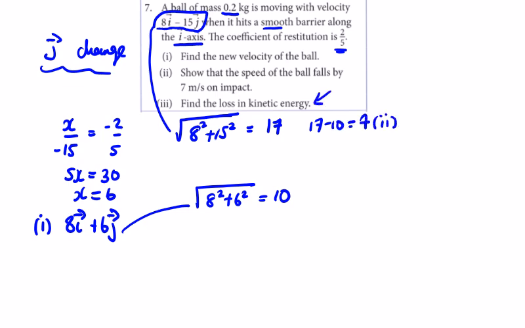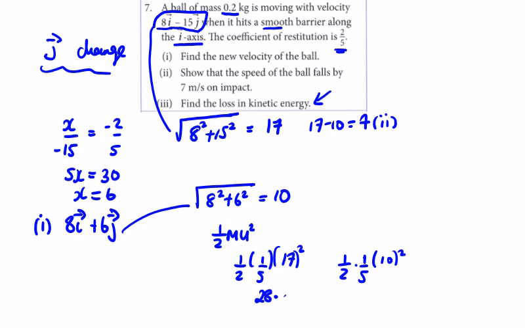And part 3, the loss in kinetic energy. Well, what's this? Change in half mu squared. So we start off with a half, but I'll put it as a fraction actually instead of 0.2, a half times 1/5 times 17 squared is what it started with. Then it ended up as a half times a fifth times 10 squared. So this is 289 divided by 10, 28.9, and 100 divided by 10 is 10. 28.9 minus 10, 18.9.